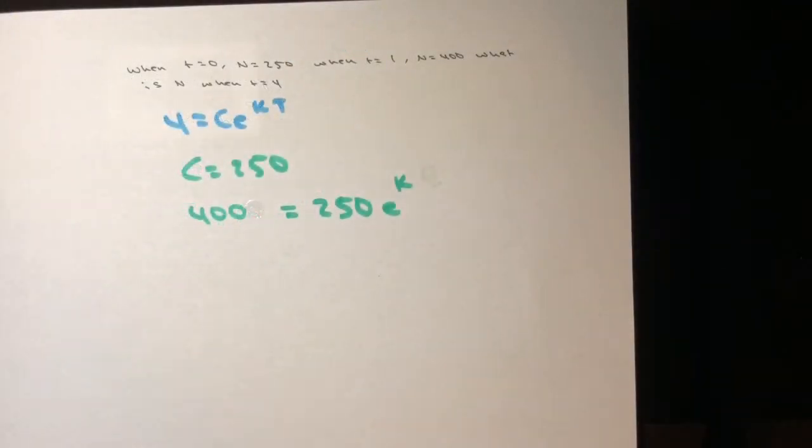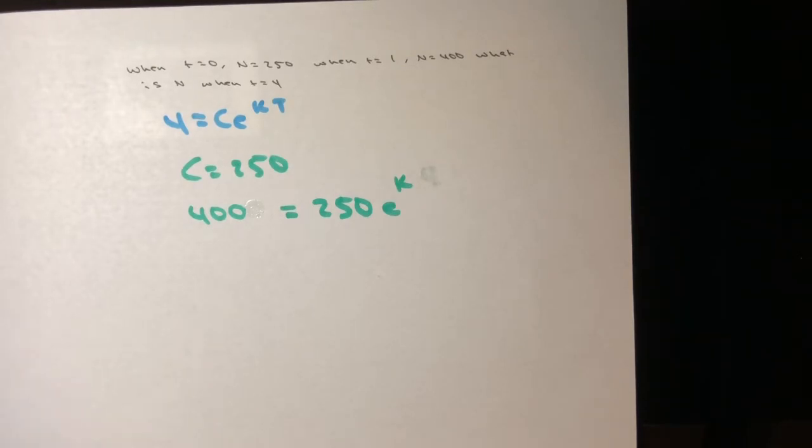Okay, so I got to press record, but we're going to do one more. It's pretty simple. Again, like I said, once you do one, you know how to do them all. It's a basic 3-step process. So this one says when t equals 0, n equals 250, when t equals 1, n equals 400. So what is n when t is 4?